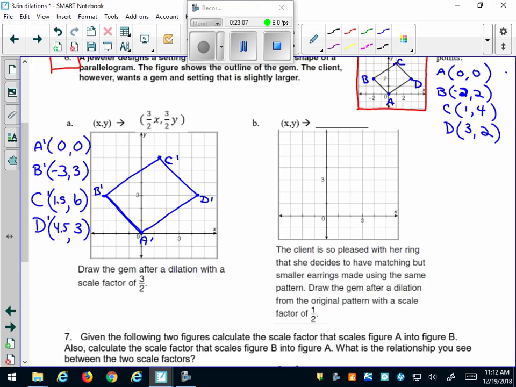Okay, the client is so pleased. Now she wants to make little earrings. So the dilation this time is going to be making the original smaller. So she wants a scale factor of 1/2. Now this is 1/2 of the original. So we're going to still start with these original A, B, C, D. I'm going to mark these A double prime, B double prime, C double prime, and D double prime.